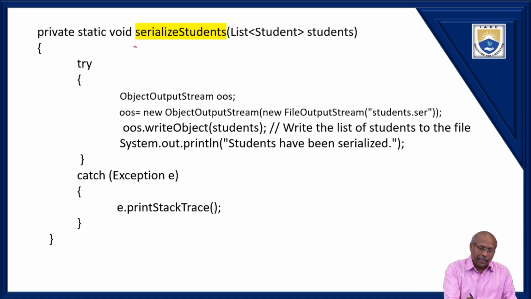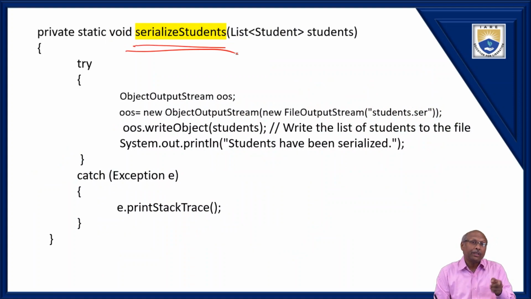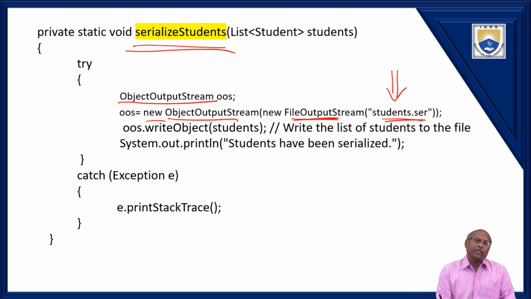Now, how to write the serialization. This is my method, which you are calling in the main method. To write the object to the file, you have to depend on a built-in class called ObjectOutputStream. This ObjectOutputStream will allow you to write the data. So new ObjectOutputStream, followed by a FileOutputStream, will allow you to write. I have given the name student.ser, meaning serialized. You can of course give any name, but here again .ser. This file will be created on the hard disk.